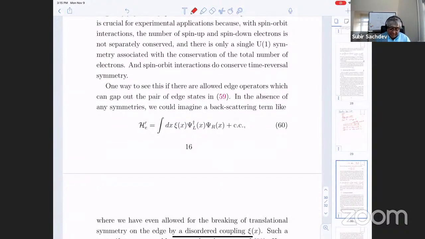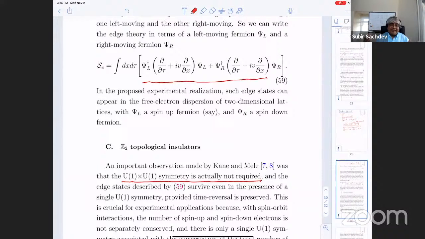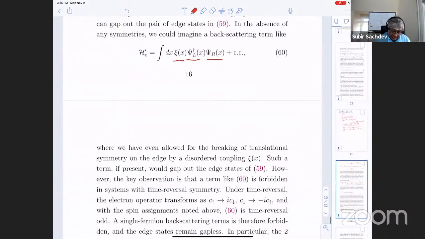So suppose you did have a term like this. Suppose you had some impurity which flips a right moving particle to a left moving particle. Suppose you had such a term. Well, then this would give you some scattering matrix elements, and these two edge states would basically disappear. They'll annihilate and get some finite energy, and you'll be done. Okay. So, however, this term in the Hamiltonian is not permitted by time reversal symmetry.